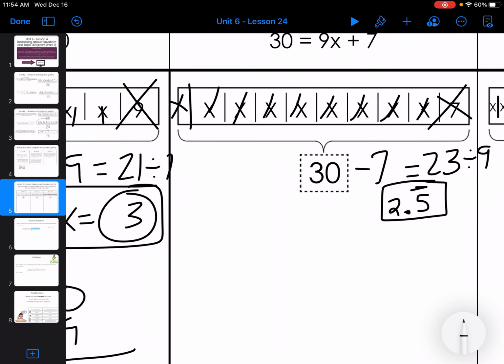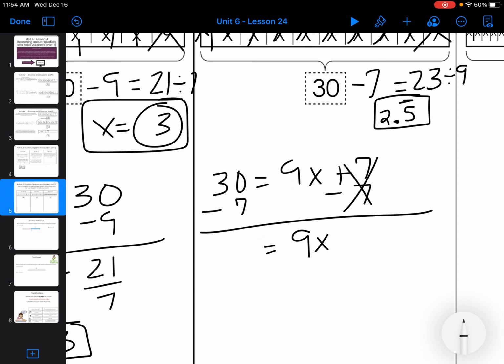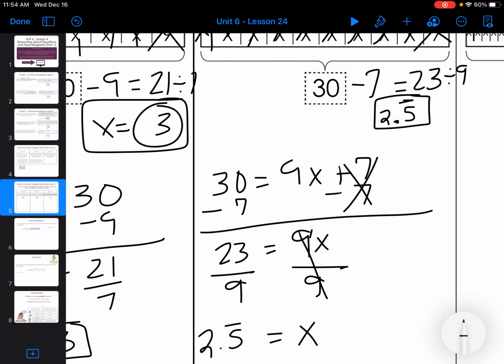equals 9x plus 7. So I'm zeroing out first. So I'm left with 9x equals 23. Then I want to find what it is for 1. So I'm going to divide by 9 on each side because I want to find what it is for just 1x. And I am left with x equals 2.5 repeating.